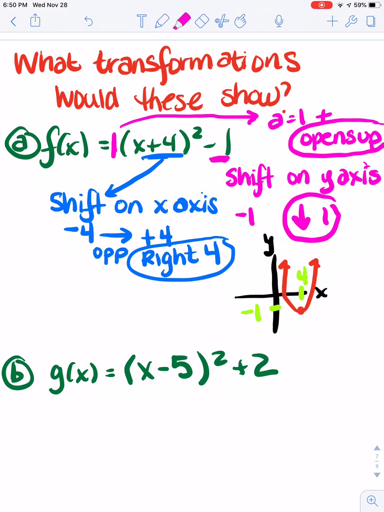Okay, now remember, when you're talking about descriptions, that would include opening up, moving down 1, and moving to the right 4. So you need all of those pieces.